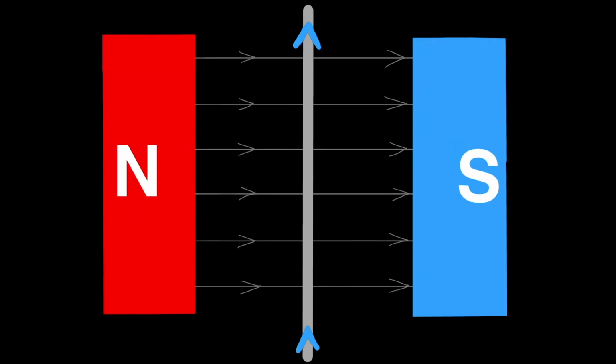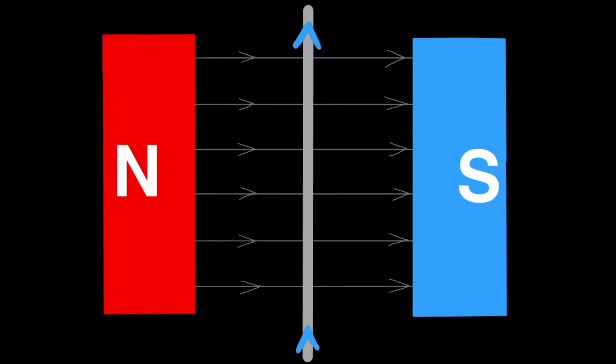Now that we understand what causes the wire to experience a force, we can understand what variables might impact the size of that force. So pause the video here and try to identify 3 variables that might increase or decrease the force felt by the wire.